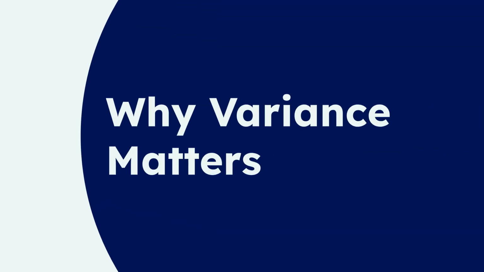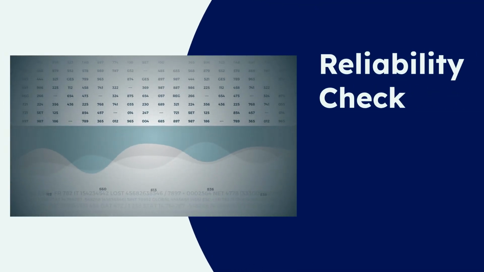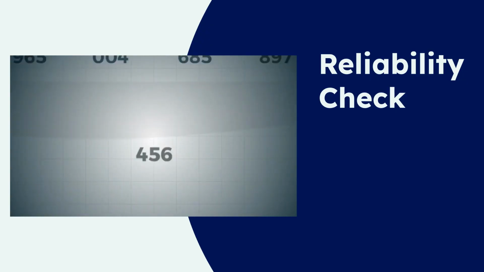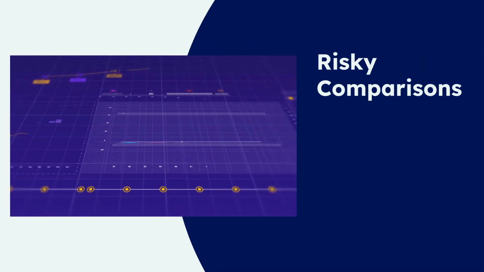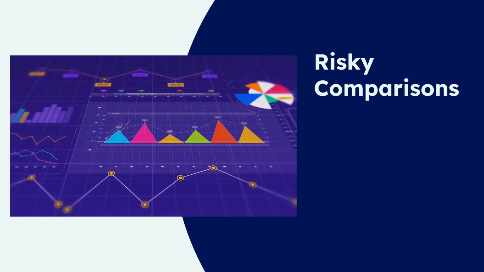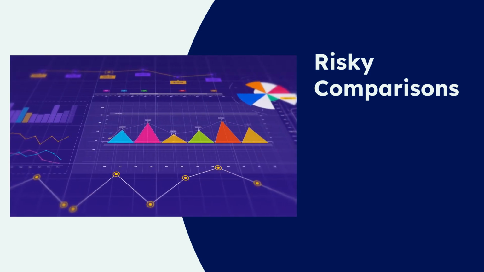This practical example leads us to the crucial point of why variance is so important in statistical analysis. Large differences in variability, or variance, between data sets significantly affect the reliability and interpretation of your results. When variances differ substantially, comparing the means of two groups becomes statistically risky because the variability itself might be the most important finding.